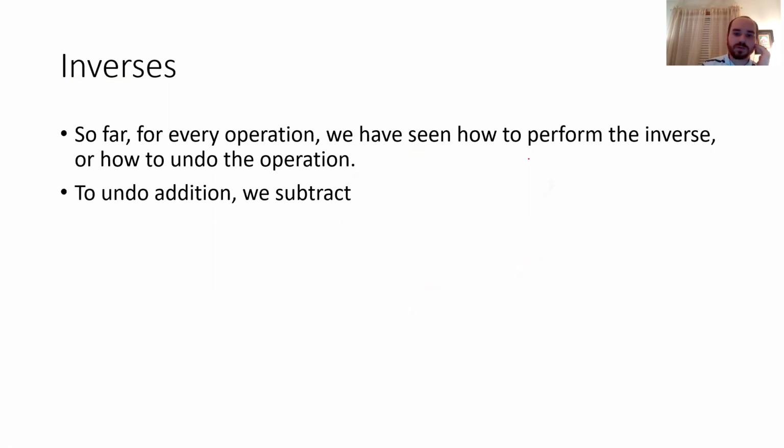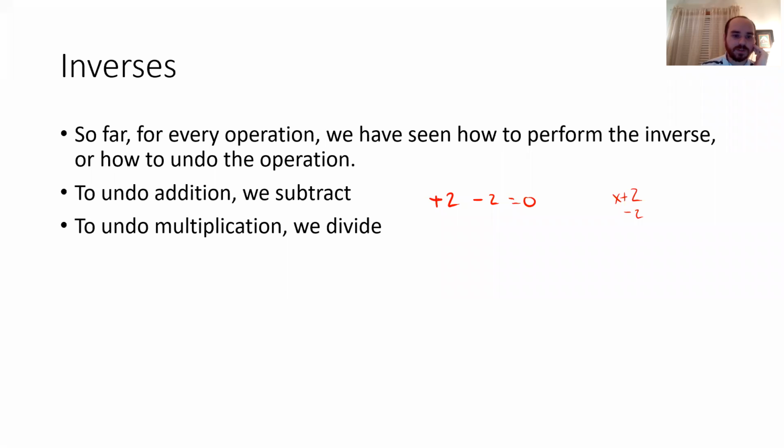To undo addition, we subtract. So if you have a plus 2, you can subtract 2, and that will get rid of it, get you back to 0. Like if you had x plus 2, you can subtract 2 to solve for x. And obviously vice versa. To undo multiplication, if you have like 2x, you can divide by 2.